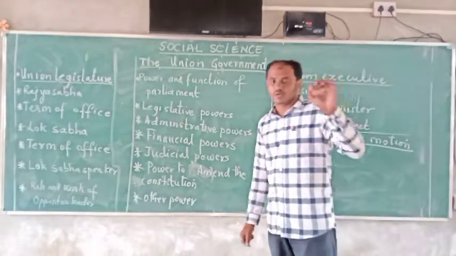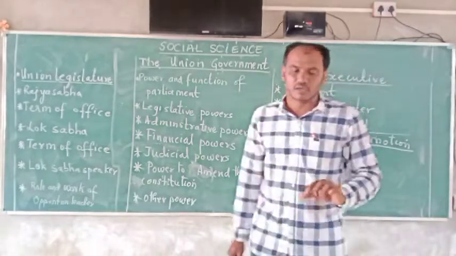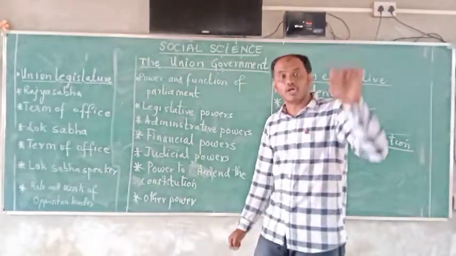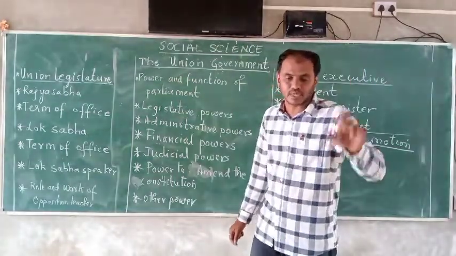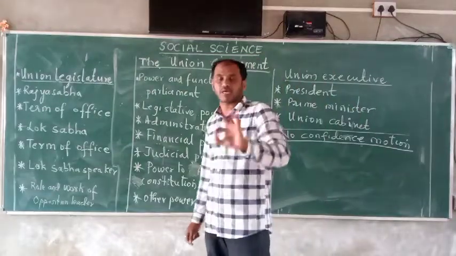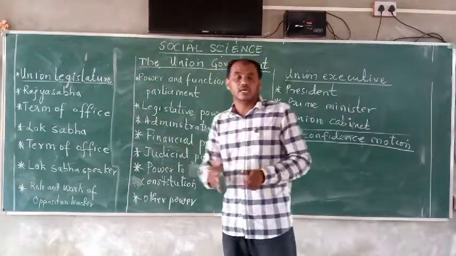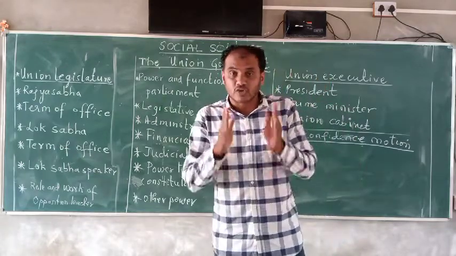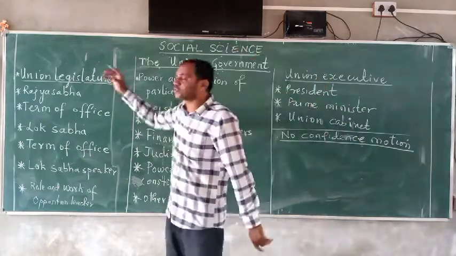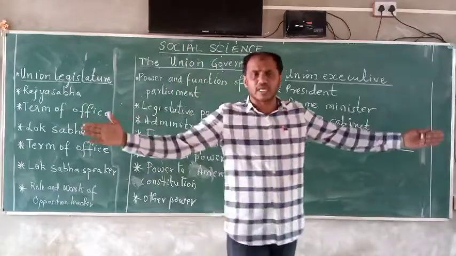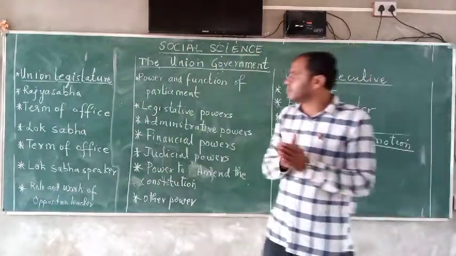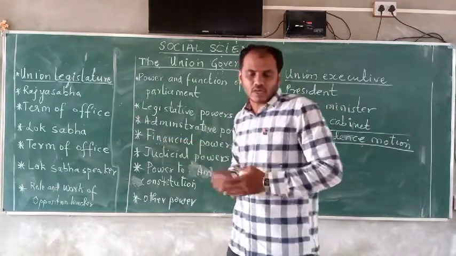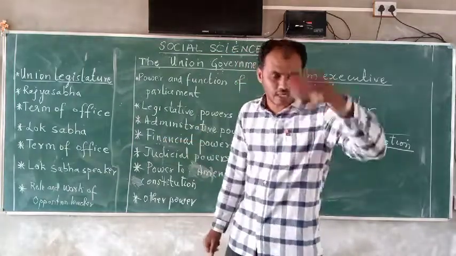Remember this: a question may come for 1 mark. The Union legislature is called Parliament. Article 79 provides for the creation of Parliament. It is briefly given in Article 79 regarding the creation of Parliament.